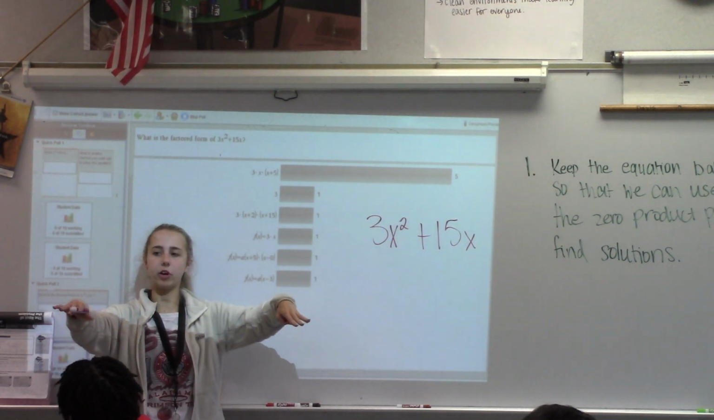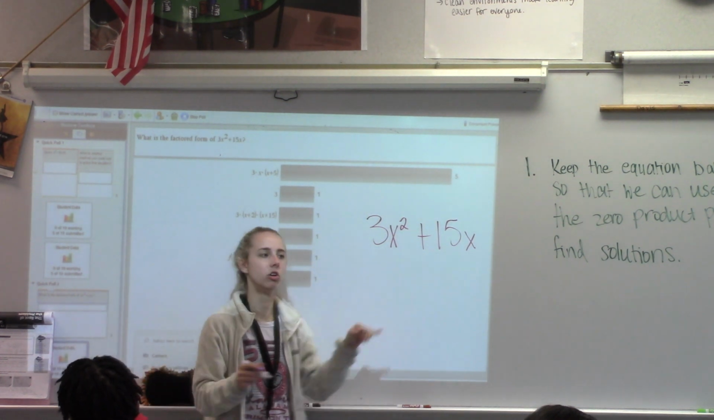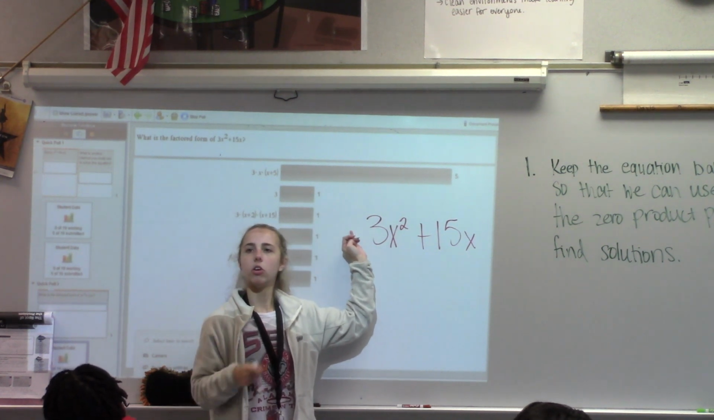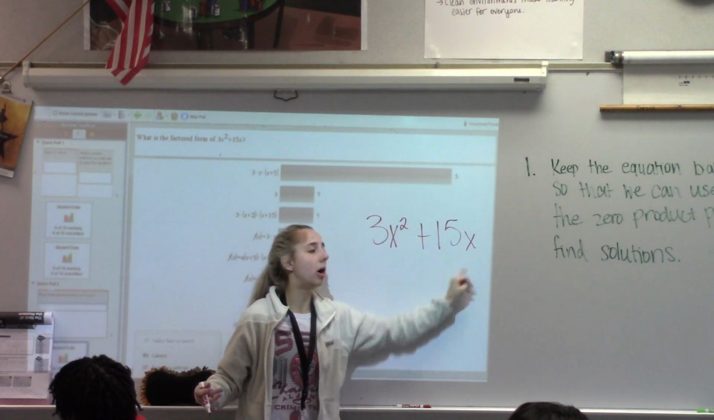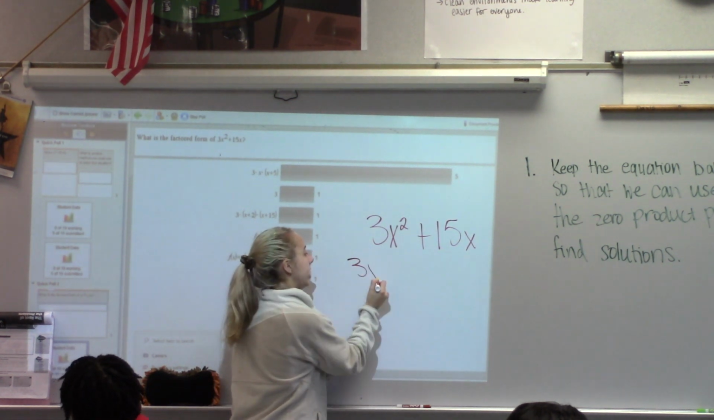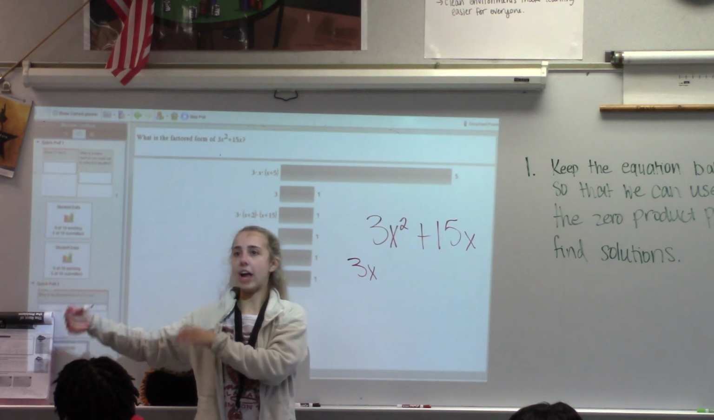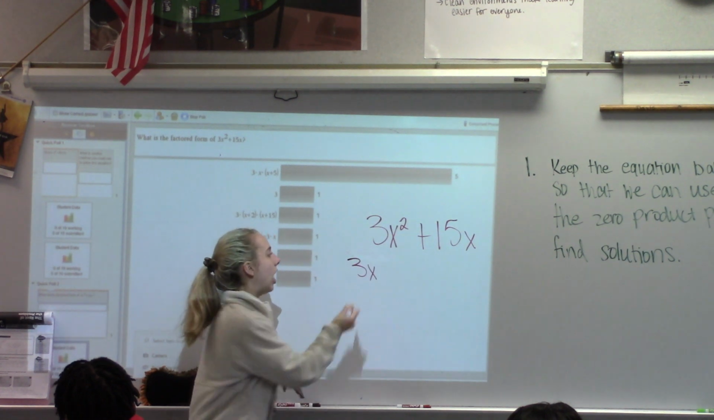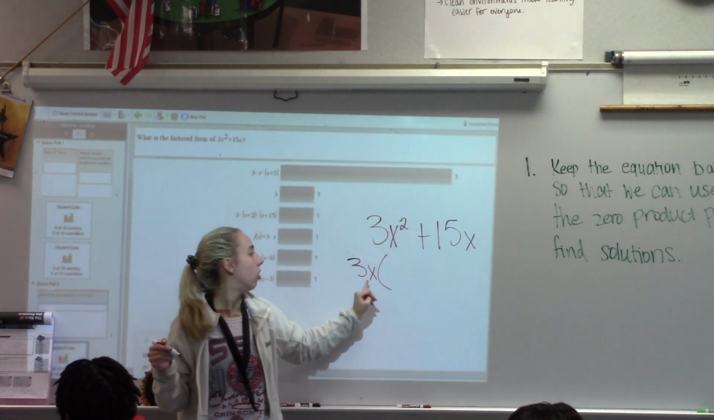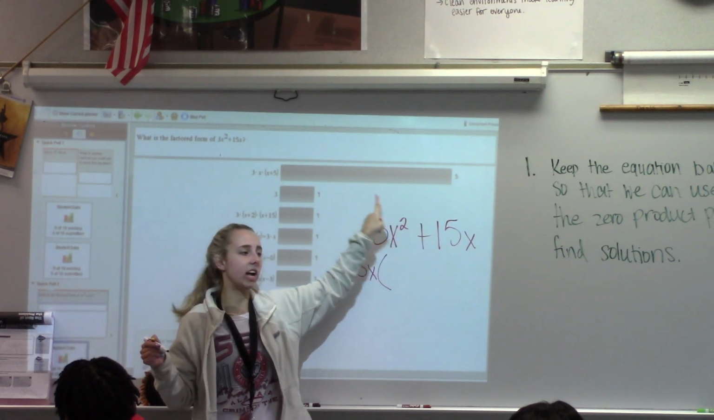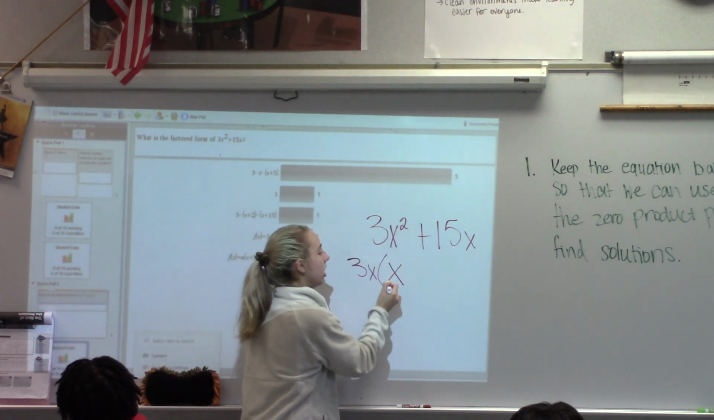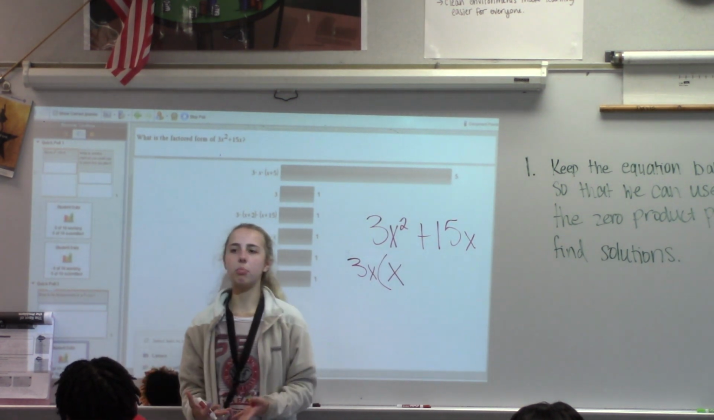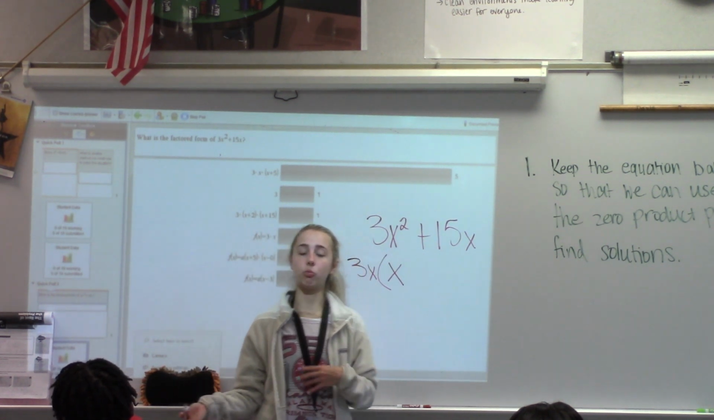I know all of our groups have figured that out. What's our greatest common factor in this expression? 3x. Because remember, I'm looking for the biggest thing I can multiply into both of these that allows me to put it on the outside. That's what I'm multiplying, which we'll see when we multiply. Now 3x times what is going to give me a 3x squared? Then what's my next term going to be? Plus 5. Where's that plus 5 coming from?